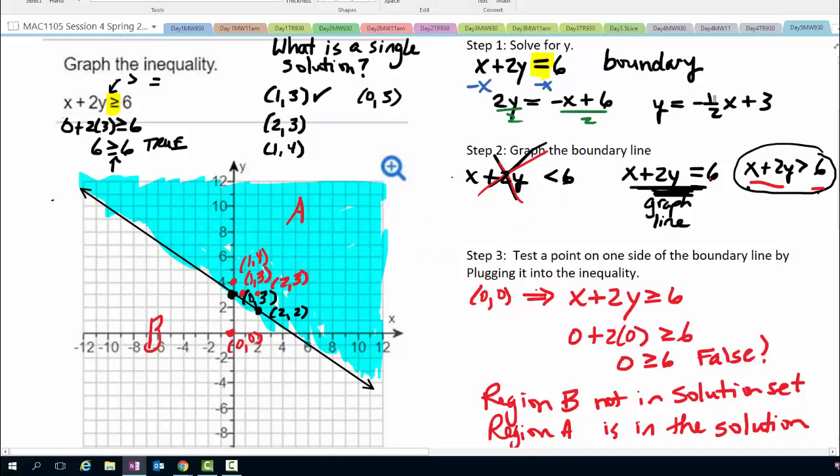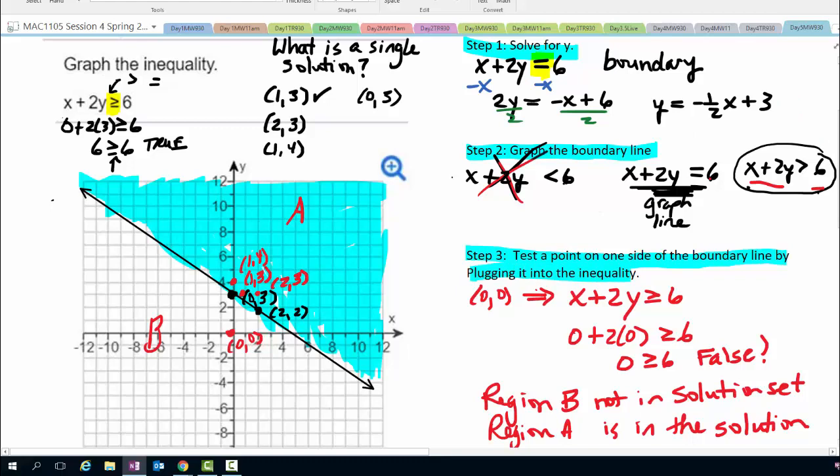Okay? Now I'd like you to try one. Is everybody done with this page? No? Okay, I'll wait a sec. Remember, the 3 steps are: step 1, solve for y; step 2, graph the boundary line; and step 3, test a point on one side of the boundary line by plugging it into the inequality.